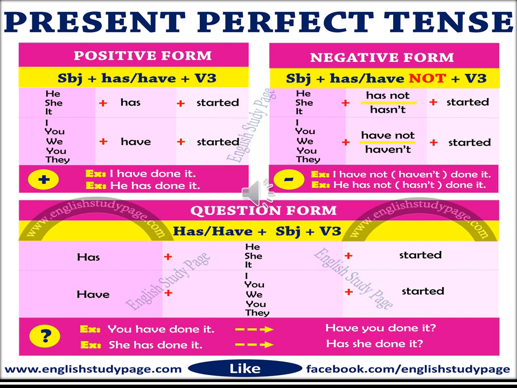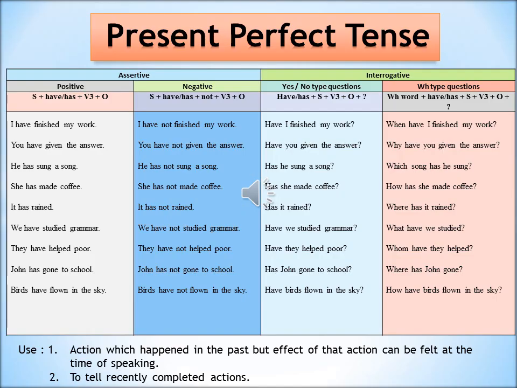The examples of all these types of sentences are given. You can read these examples. In this slide, various examples of different types of sentences using present perfect tense have been given, like positive, negative, yes/no type questions or WH type questions. Kindly go through these examples for your better understanding.